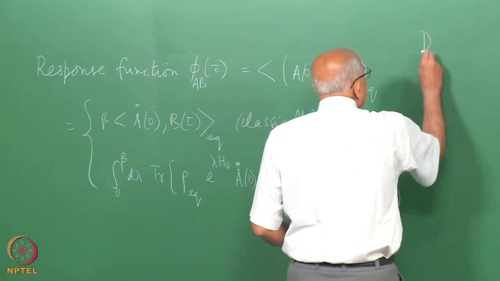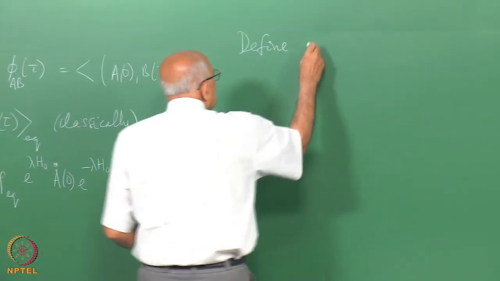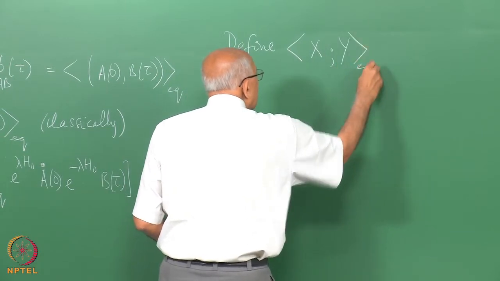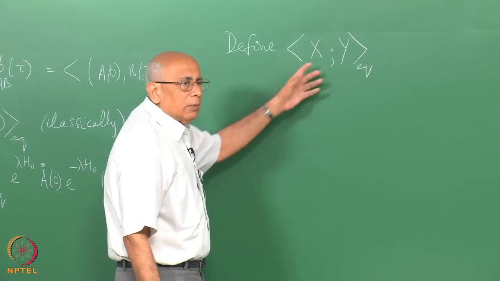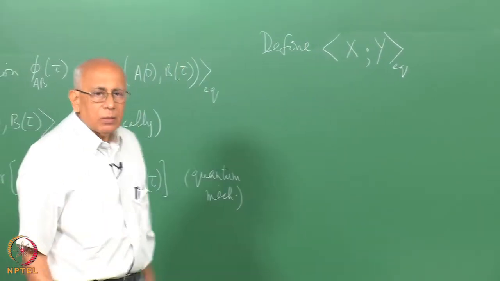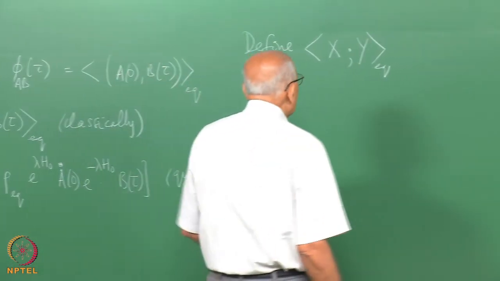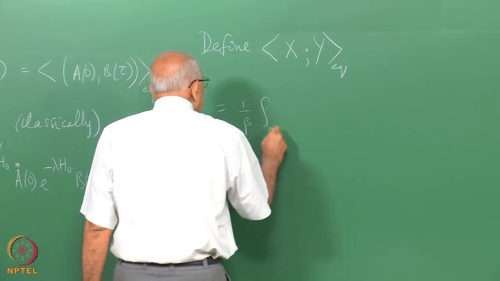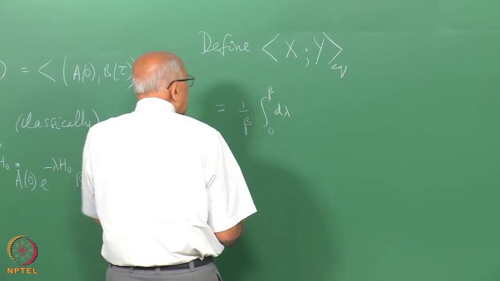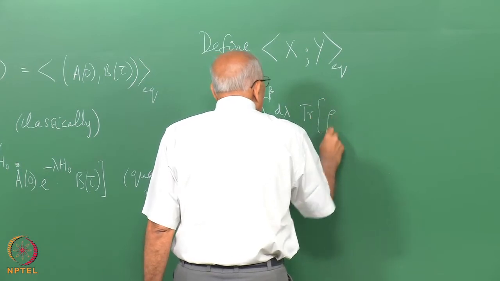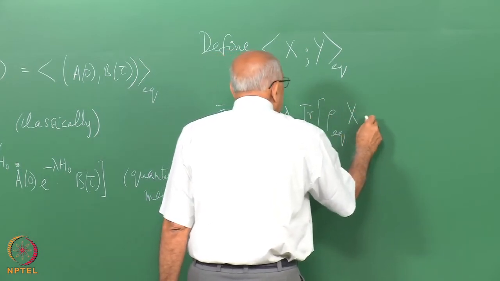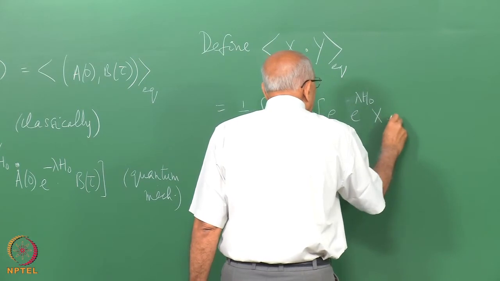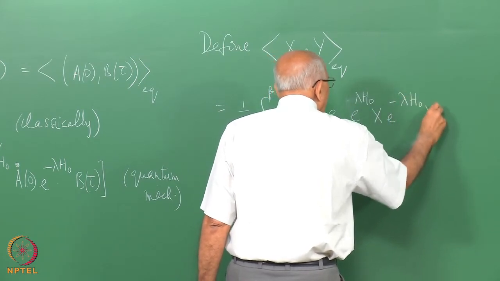So let us define X; Y in equilibrium with arbitrary time arguments, whatever be the time arguments of these dynamical variables. If X and Y are observables, operators in the quantum case, define this to be equal to 1 over beta times an integral 0 to beta d lambda and then the trace of rho equilibrium, e to the lambda h naught X e to the minus lambda h naught Y.